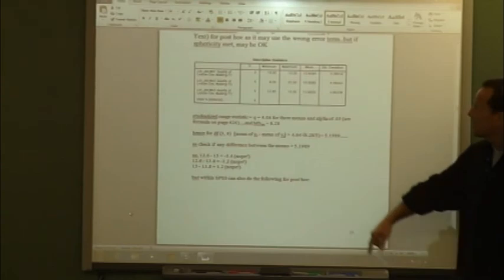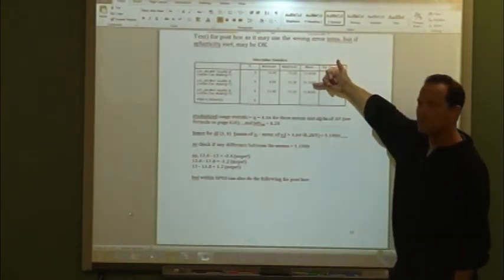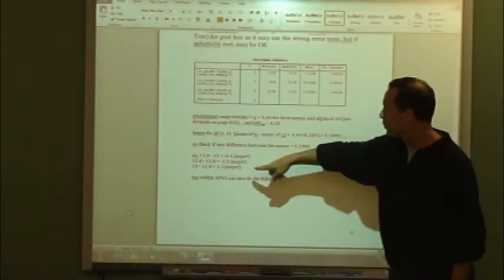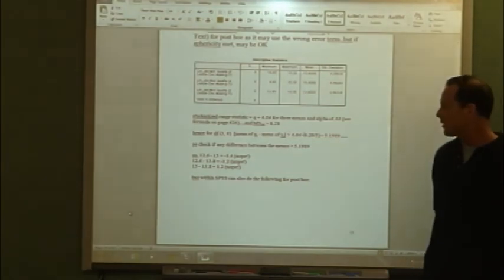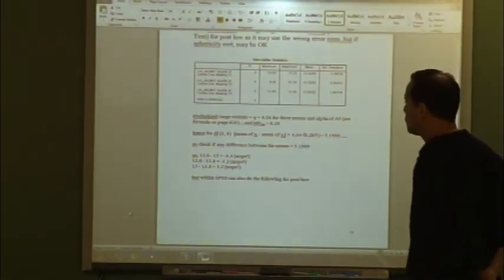Time 1 minus time 2, 12 minus 15, is minus 3.4. Nope. 15 minus 13.8 is 1.2. Nope. None of these are significant for the Tukey. But you'd have to do that by hand. If you wanted to use the Tukey for repeated measures, you'd have to do it by hand.